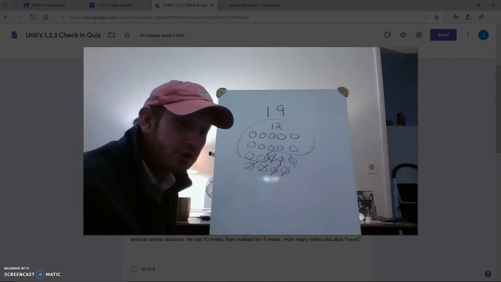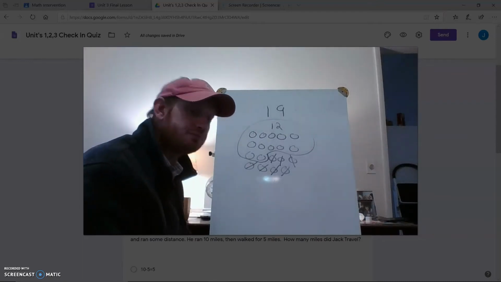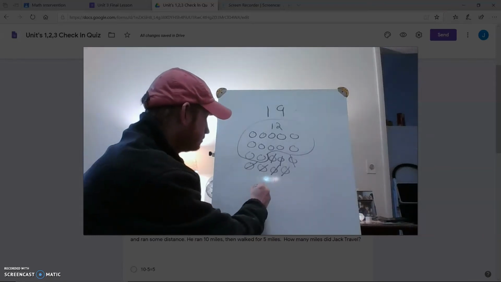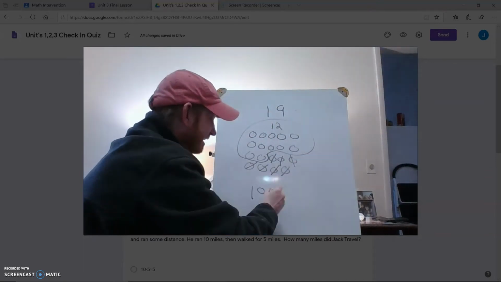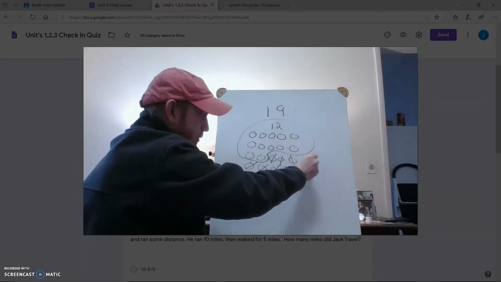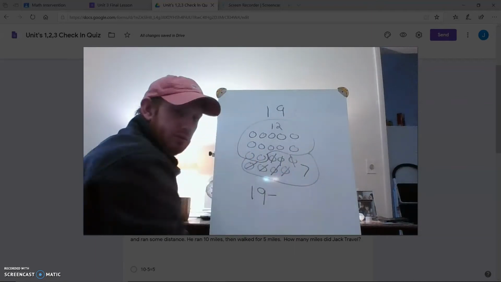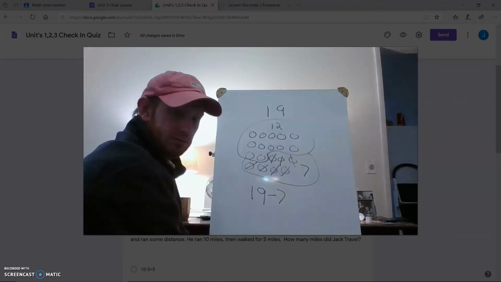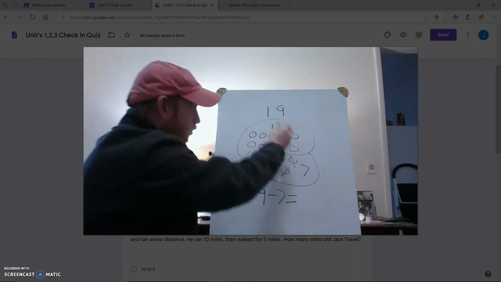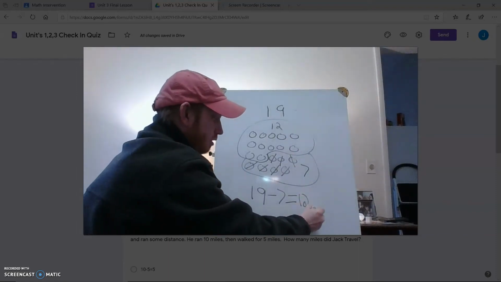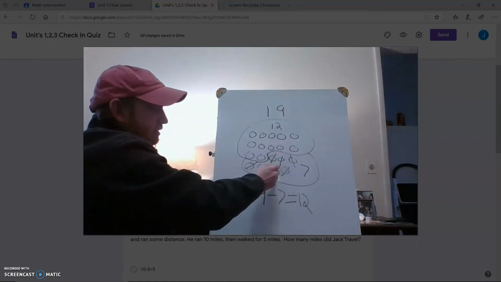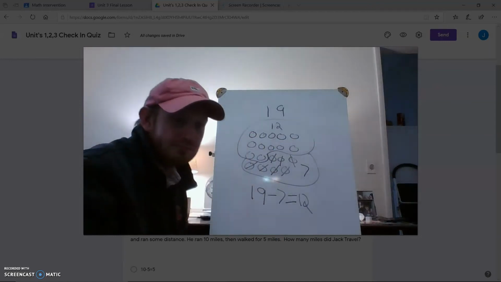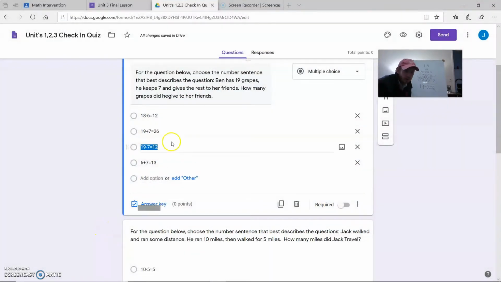But we have to write a number sentence. So let's take a look at it. We have 19, our total, minus the 7 that we took away over here. Remember, this was 7. So minus 7. And that equals our 12. We had 19 altogether. Took away 7 equals 12. So if you look at your packet, 19 minus 7 equals 12.